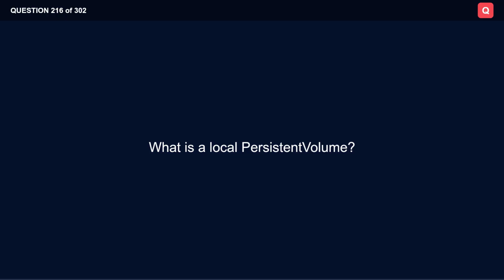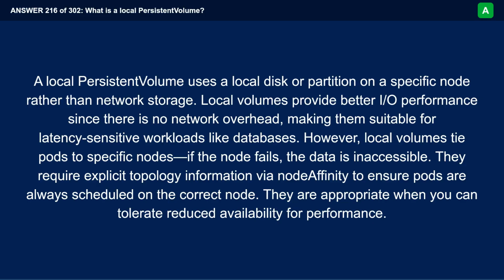What is a local persistent volume? A local persistent volume uses a local disk or partition on a specific node rather than network storage. Local volumes provide better I/O performance since there is no network overhead, making them suitable for latency-sensitive workloads like databases. However, local volumes tie pods to specific nodes. If the node fails, the data is inaccessible. They require explicit topology information via node affinity to ensure pods are always scheduled on the correct node. They are appropriate when you can tolerate reduced availability for performance.